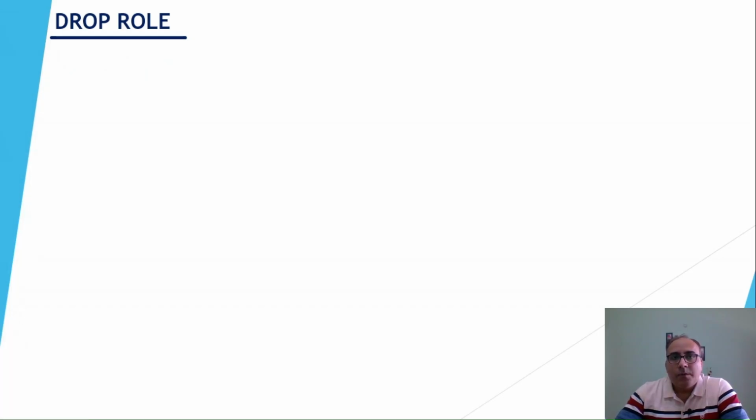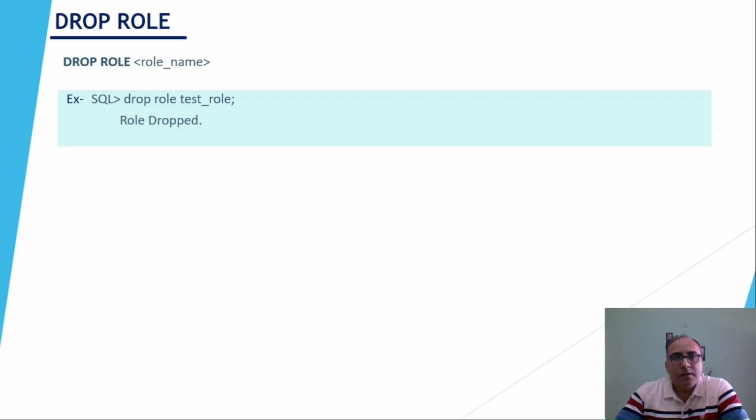Let's move on. So finally, how we can drop a role. Basically the syntax is almost the same as whatever we use for dropping a table or any other object. The syntax here is drop role name. Let's look at an example: drop role test_role. So here we are dropping the role test_role. So that's about all the concepts related to privileges and roles. Let's do some practical exercise now.